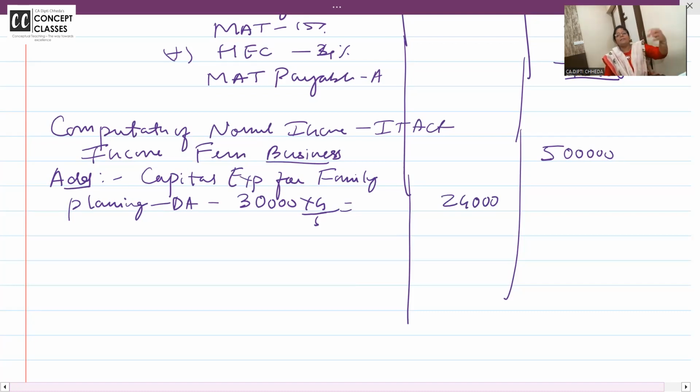They said the business expense debited in the P&L account is a revenue expense. Pura allowed. Capital expense, they have allowed everything. But I told you allowed is only 1/5. Family planning expense is allowed only for corporates, companies. This is very important for MCQ. 1/5. So 4/5 is disallowed, add back.